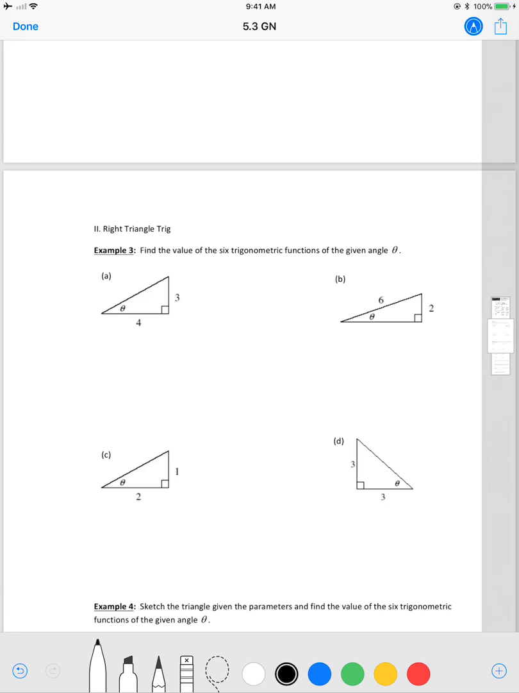Let's move on to the meat of this section, right triangle trigonometry. We're going to look at this example. I'm going to have you do letter C on your own. Find the value of the 6 trig functions of the given angle theta. They gave us a right triangle and the angle theta. They filled in most of the triangle for us. 3 and 4 are the lengths of the legs. But I want the 6 trig functions.